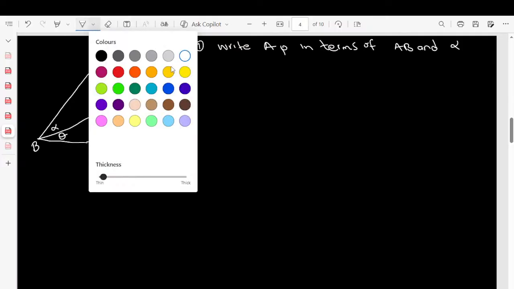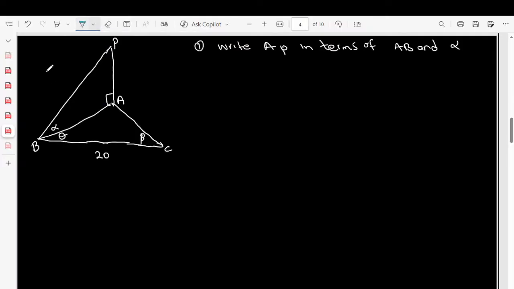Remember that yesterday we talked about that if they are looking for AP, we need to check in which triangle it's AP. So look at this. This is my AP, and they said we need to include AB in our formula. So we are looking for AP, which is my opposite. Now they say your answer should have AB. I'm going to underline that AB so that I don't forget to put it on my answer. So this will be my adjacent. Because I'm using this angle, I need to have alpha on my answer.